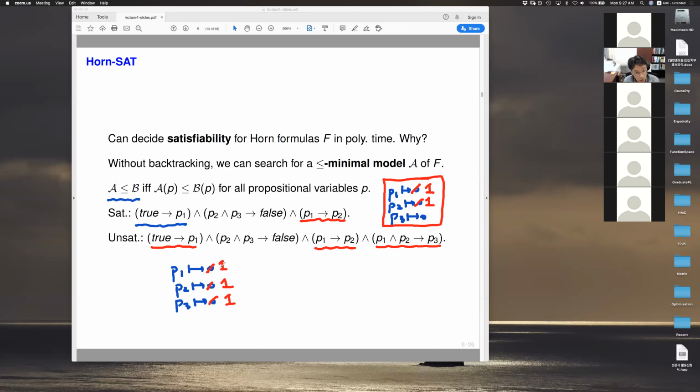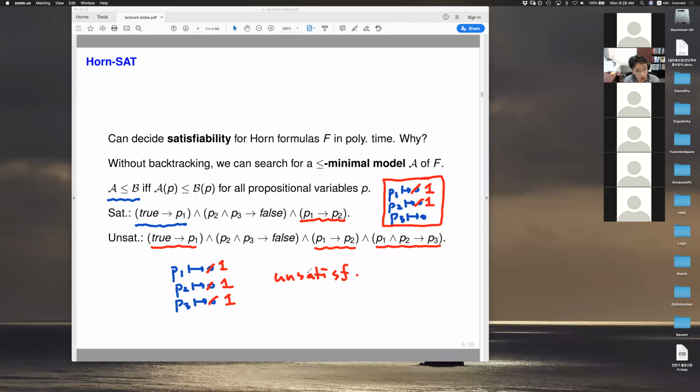Now at this point, we are in a situation where we can't make this second clause true because P2 and P3 are both equal to 1, but the right-hand side of the implication is always false. So we can't make this formula true by revising anything that we have. If we reach this kind of stage, then we can say that this formula is unsatisfiable. So this is how the satisfiability checker for Horn formulas works.